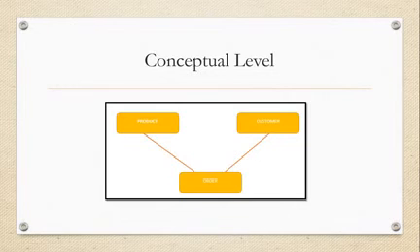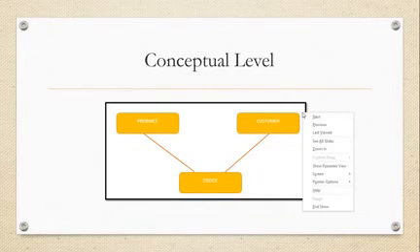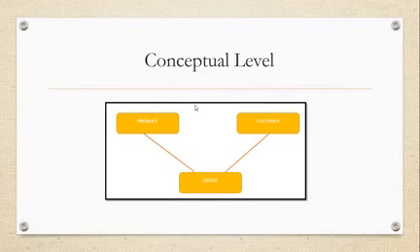What can the table names be? I am just imagining. I have not created them yet. So in the conceptual level I have decided what the entities are and what the relationships are. Here I have created the relationships. Product has a relationship with order, and customer also has a relationship with order. Okay. Next is the logical level.